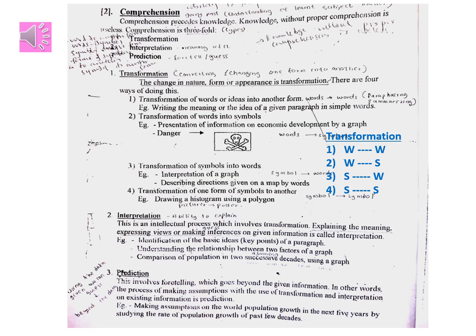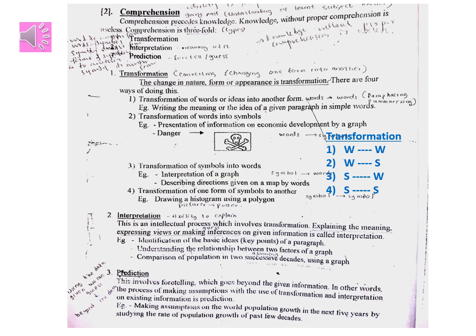Second one, transformation of words into symbols. Example, presentation of information on economic development. So the economic development is given in words, right, as in a paragraph. Then you read it, you understand the content there, and you represent the information by drawing a graph. So words to a graph, symbol. Now here, danger, that's the word. You can indicate the danger by this symbol, right? Words to symbol. That's why W is words to symbol.